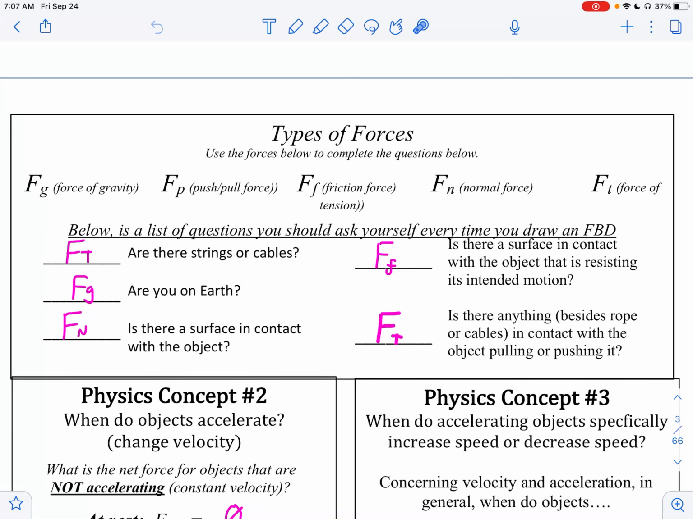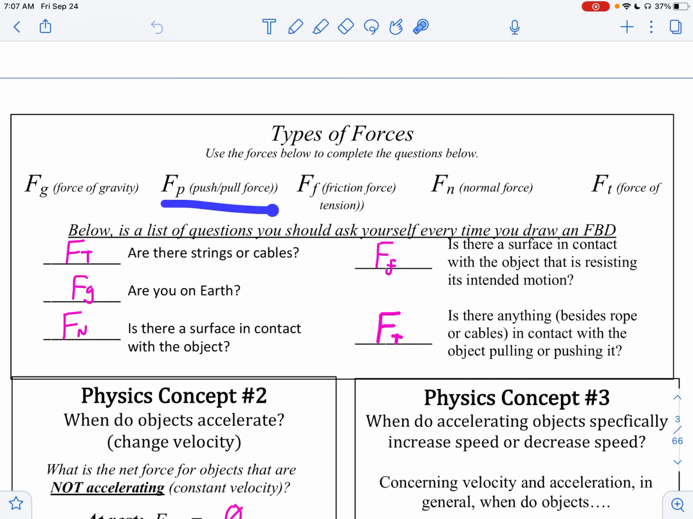In this video, I'm going to do an overview of some basic concepts from our forces unit. So first part is the types of forces. And here we just have our list of them. So we have the force of gravity, and the force of gravity always points down.